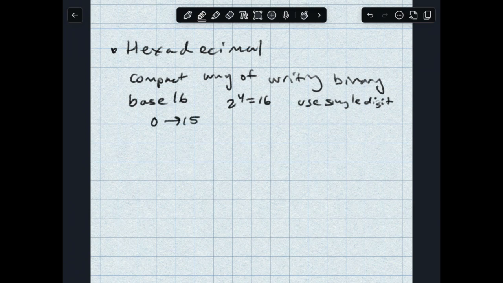Now, from 0 to 9, we have digits that work super great. The problem is what happens when I get to 10 in base 10. Well, that adds a place, and I want to represent things using a single digit. And so from 10 to 15, I'm going to use the letters A through F. And so if I had 15 base 10, so a decimal number, that's equal to F. If I had 12 base 10, that's equal to C.